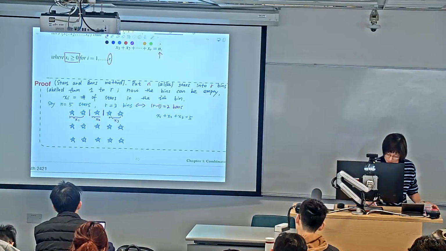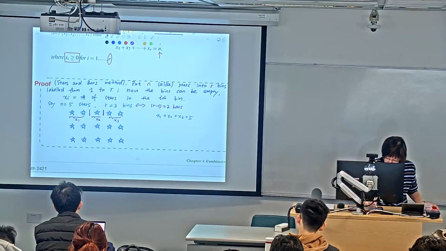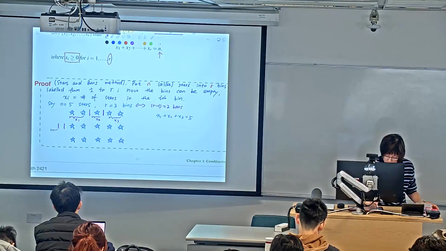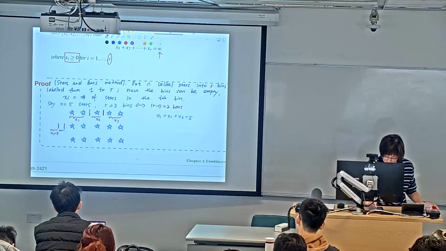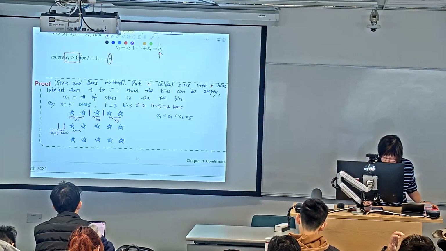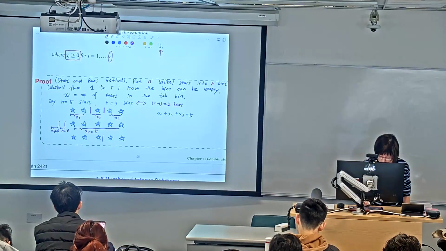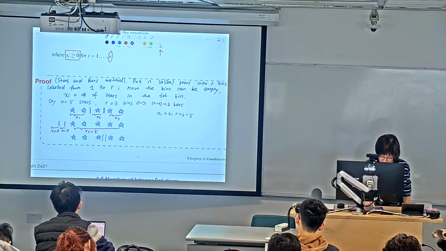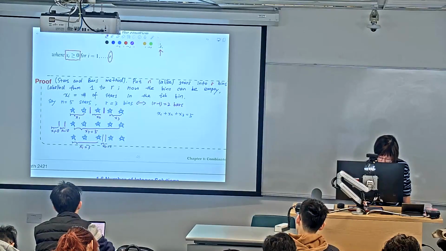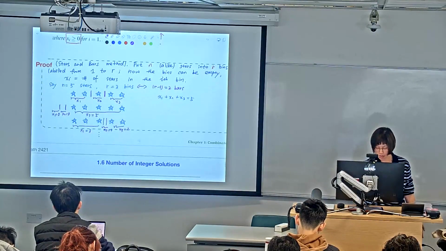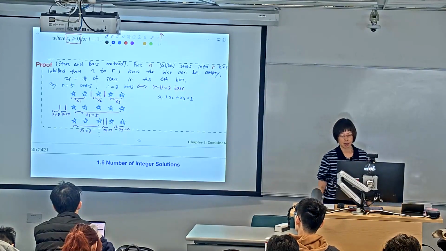So you can also just consider extreme cases. You put 2 bars here in the very beginning. This means x1 equals 0, x2 equals 0, and x3 equals 5. And of course, you can also place the 2 bars like this next to each other. This means x1 equals 3, x2 equals 0, and x3 equals 2. And you can think of all these configurations like this.